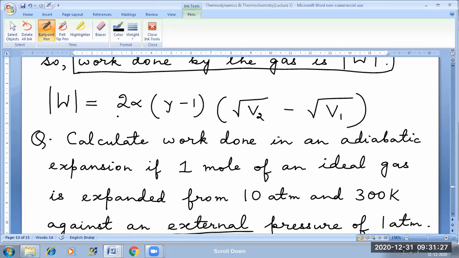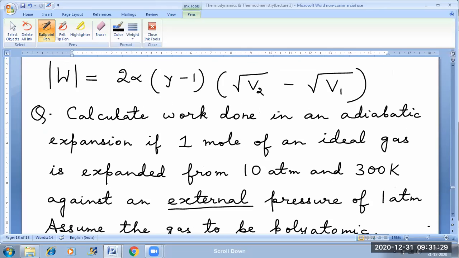Okay, next question. Now see, look at this question. Calculate work done. Now here, if you see, they have not mentioned by the gas or on the gas. They have just said calculate work done. So now we will not take modulus.